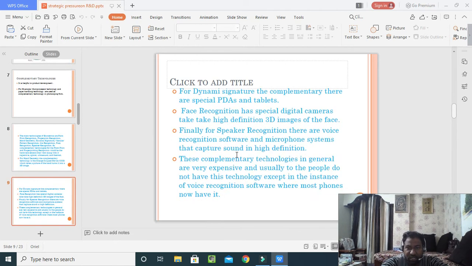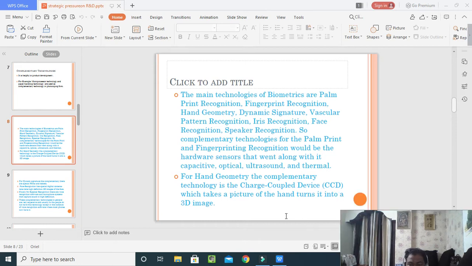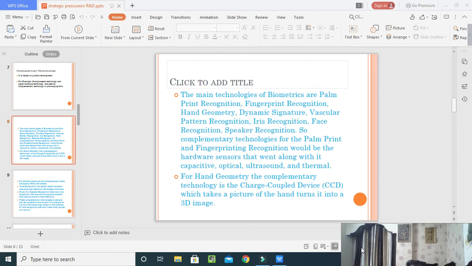For hand geometry, the complementary technology is a charge coupled device, CCD. We used to say it as CCD. A CCD device takes a picture of the hand and turns it into a 3D image. If you go into big companies or big organizations nowadays, they are utilizing this kind of technology.